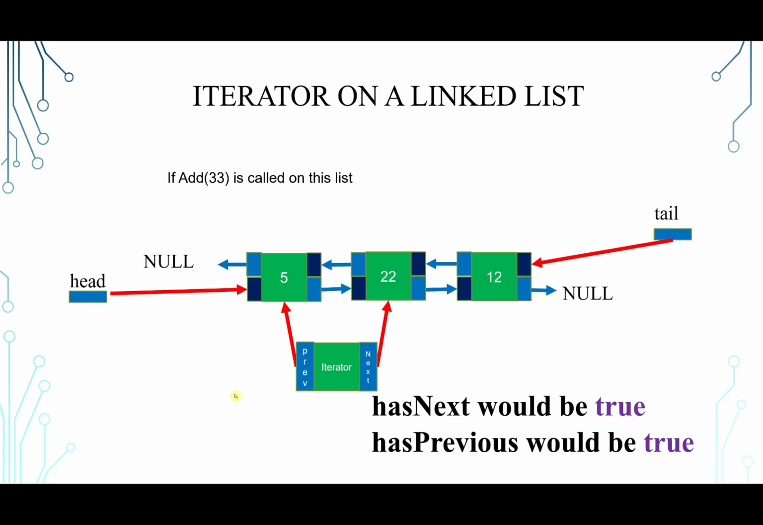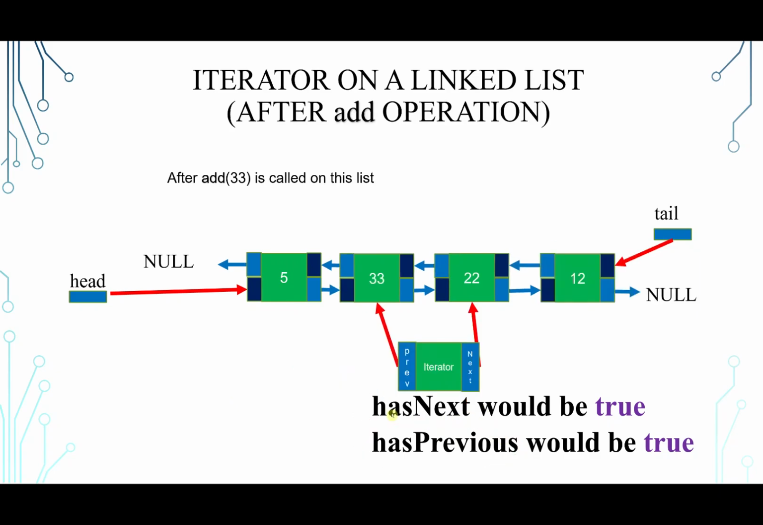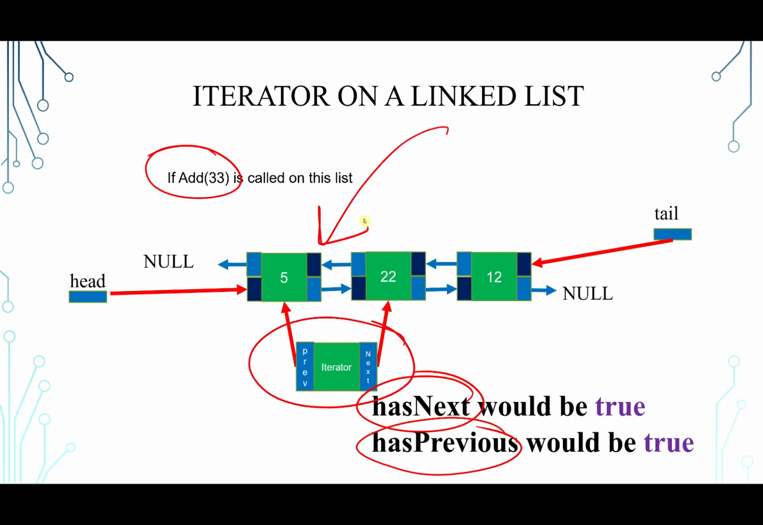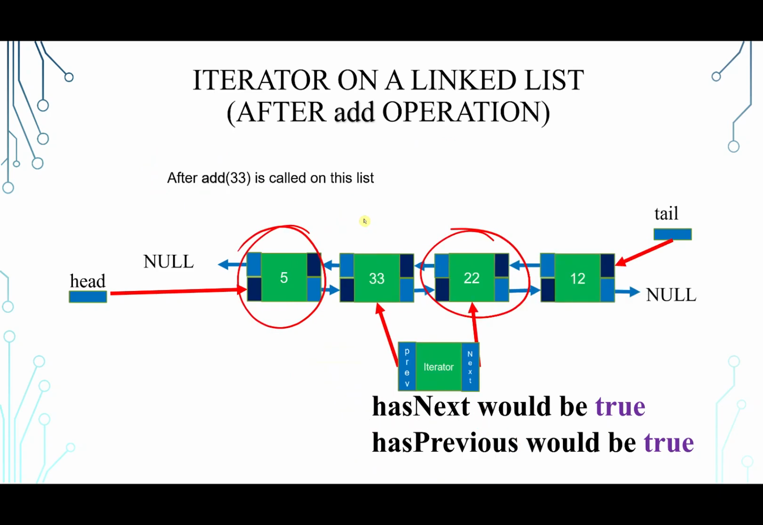So here it is. If we would add 33 in here, hasNext returns true, hasPrevious returns true. Then we are going to put the 33 inside the list in between the 5 and the 22. So we're trying to add 33 and the iterator was in here, so that puts it inside the list in between 5 and 22. And that's it.